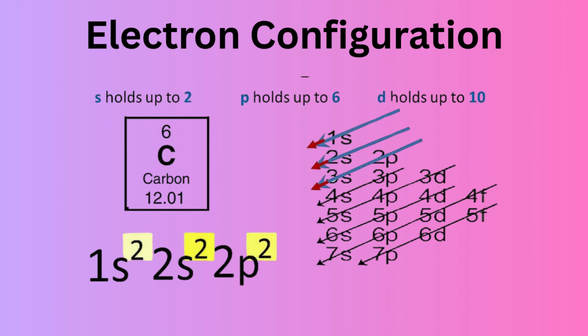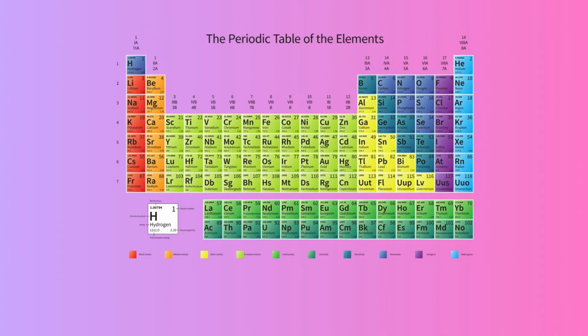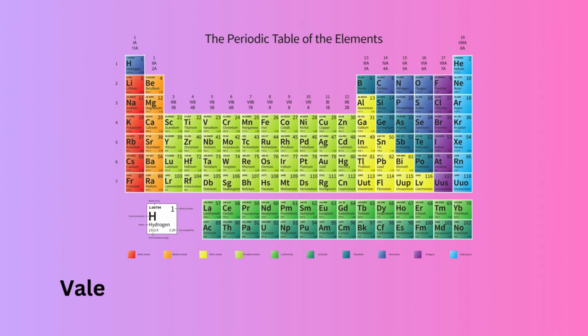What that means is there are 2 electrons in the 1s orbital, which is the lowest energy level, and then 2 electrons in the 2s orbital, the next energy level up, and finally 2 electrons in the 2p orbitals, also in that second energy level but a different subshell. So that tiny little configuration tells you so much information.